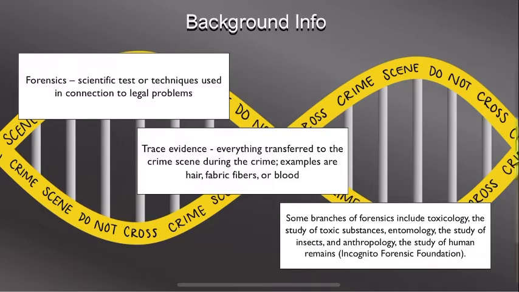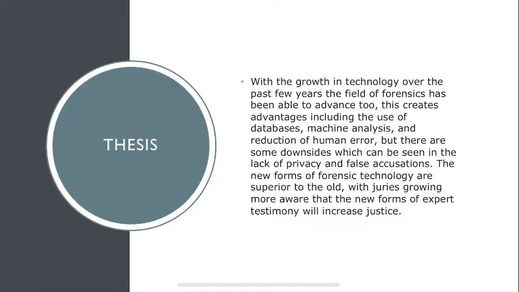Some branches of forensics include toxicology, the study of toxic substances, entomology, the study of insects, and anthropology, the study of human remains. Thesis: with the growth in technology over the past few years, the field of forensics has been able to advance too. This creates advantages including the use of databases, machine analysis, and the reduction of human error.